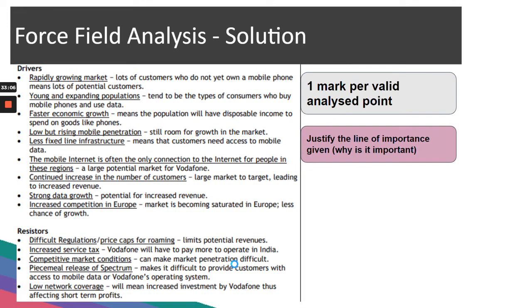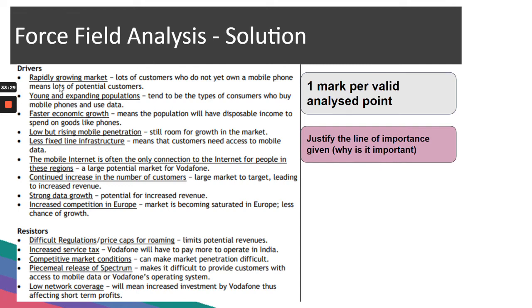Right, that would gain your 4 marks. Then you go on to try and achieve the next 4 marks. So you're gaining 1 mark per valid analysed point, and the way that helps me remember how to do this part of the question is to justify the line of importance given. So tell me why that driver is important, or tell me why the resistor is a resistor.